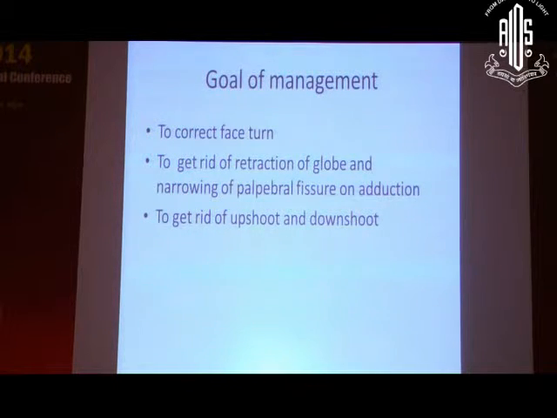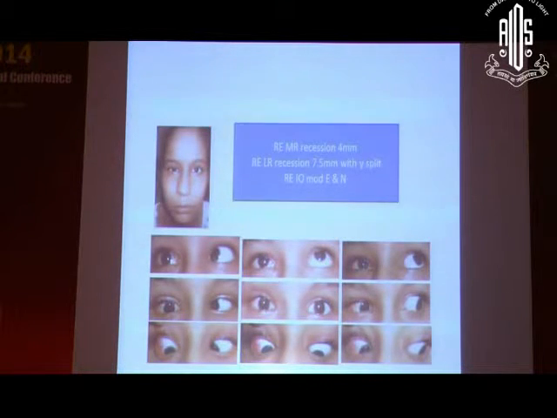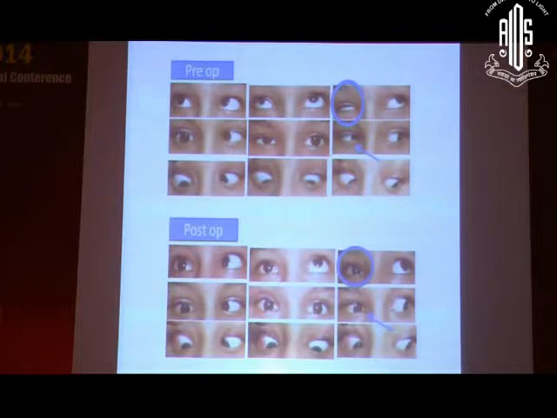So the goal of management in this case was to correct phase turn, to get rid of retraction of globe and narrowing of palpebral fissure on adduction, and also to get rid of upshoot and downshoot. So what we did over here, we did a differential recession of medial rectus and lateral rectus. MR recession of around 4 mm and LR recession of 7.5 with wide splitting, and also the right inferior oblique myectomy. We should always remember that we should never resect in case of DRS. This was a comparison of pre-op and post-op photograph. See that there is improvement in the retraction and the upshoot has decreased, and the patient was quite happy.